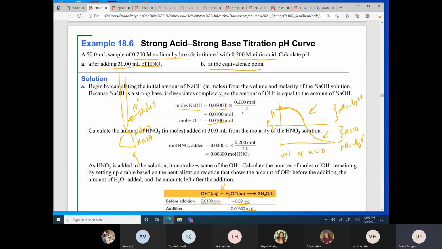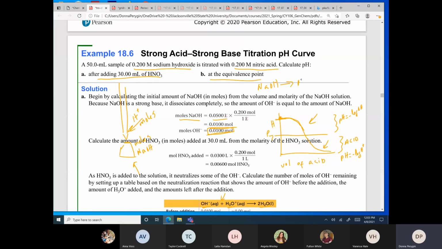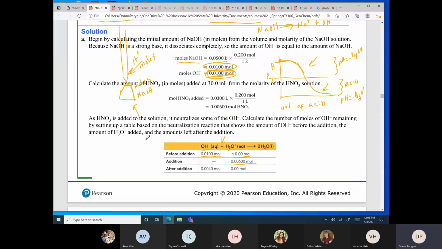We take 0.0500 liters times 0.2 moles per liter. That gives me 0.0100 moles of sodium hydroxide. So that gives me 0.0100 moles of hydroxide ions, because remember, sodium hydroxide is going to completely dissociate into Na+ and OH-. So if we have 0.0100 moles of sodium hydroxide, we have 0.0100 moles of hydroxide. That's in the flask that we're starting with. So we're going to add nitric acid to that, and we need to calculate how many moles of nitric acid.